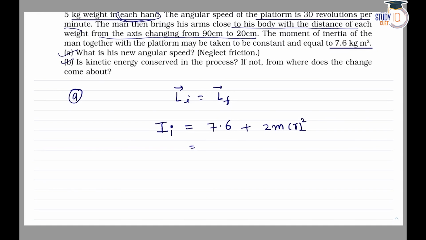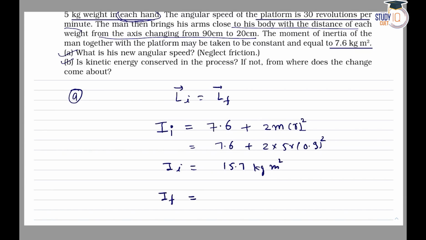On solving this, with the mass of each stone 5 kg and the radius 0.9 meter, the initial moment of inertia I1 comes out to be 15.7 kg meter square. Now, the final moment of inertia.